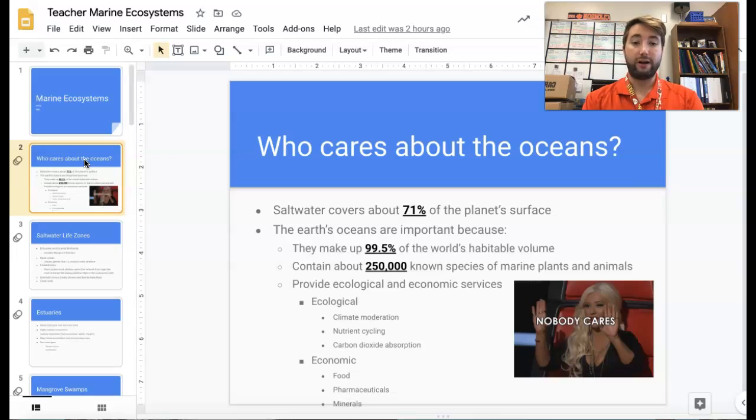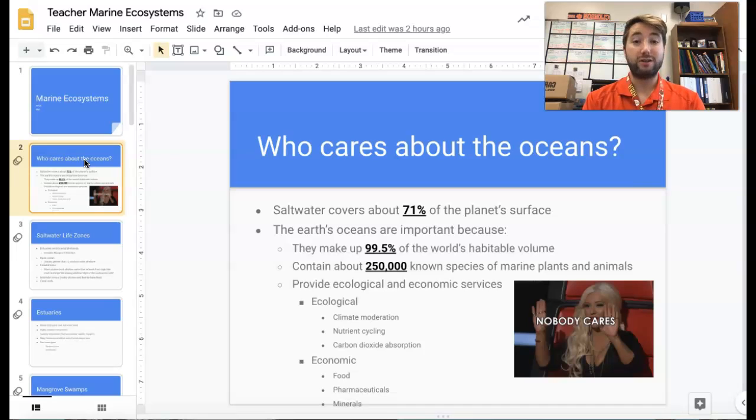Salt water is about 71% of this planet's surface, which is an extremely large portion of it, and it makes up about 99.5% of the Earth's habitable volume. So the oceans cover a ton of different area on the Earth. They contain about 250,000 known species, and keep in mind that that is known species of marine plants and animals.